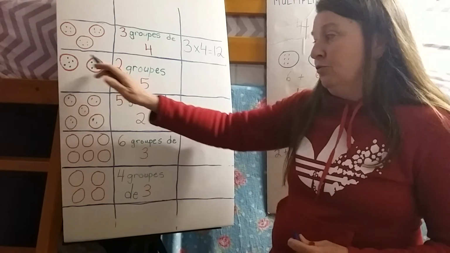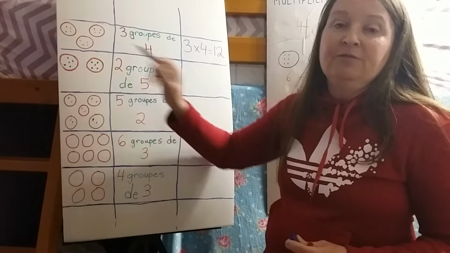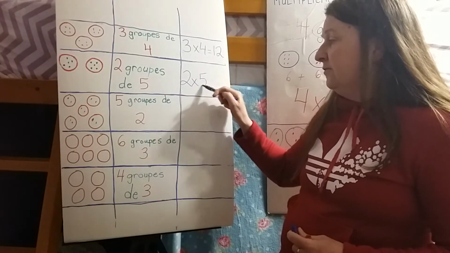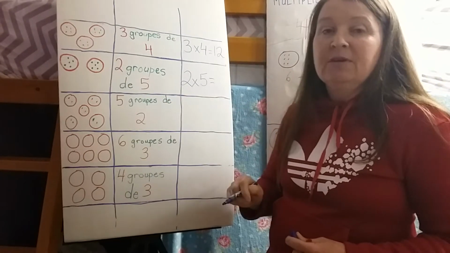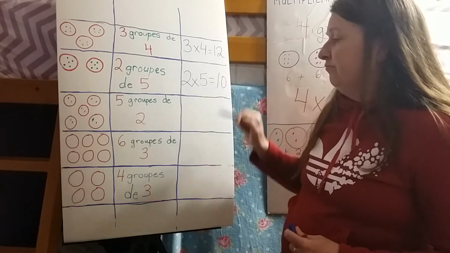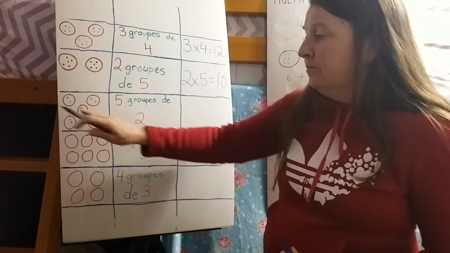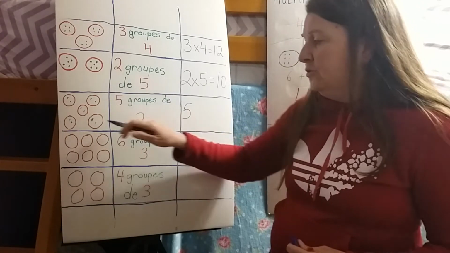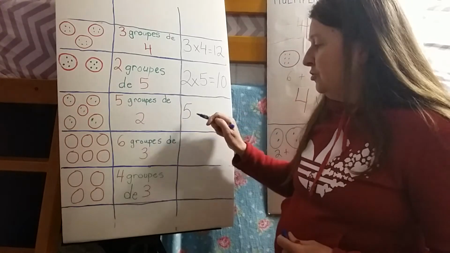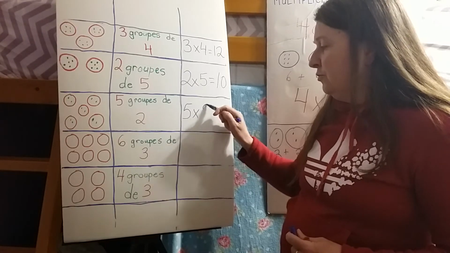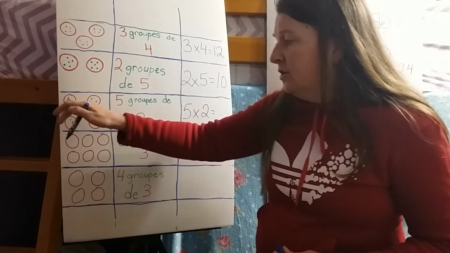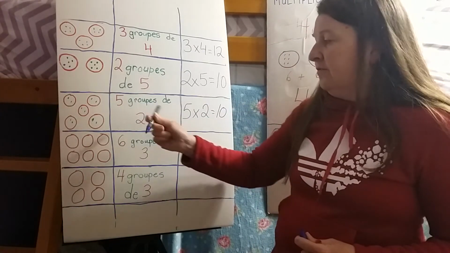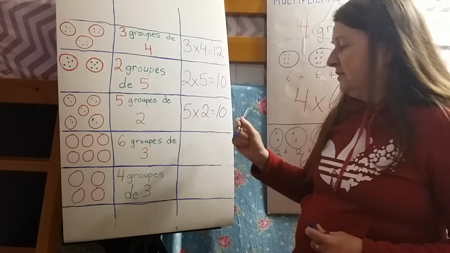Here we have 2 groups, and we have 5 in each group. So we can say 2 groups of 5 gives us, how much does it give us? It'll give us 10. Here we have 5 groups. How many do we have in each group? We have 2 in each group. 5 groups of 2 gives us 2, 4, 6, 8, 10. 5 groups of 2 gives us 10.